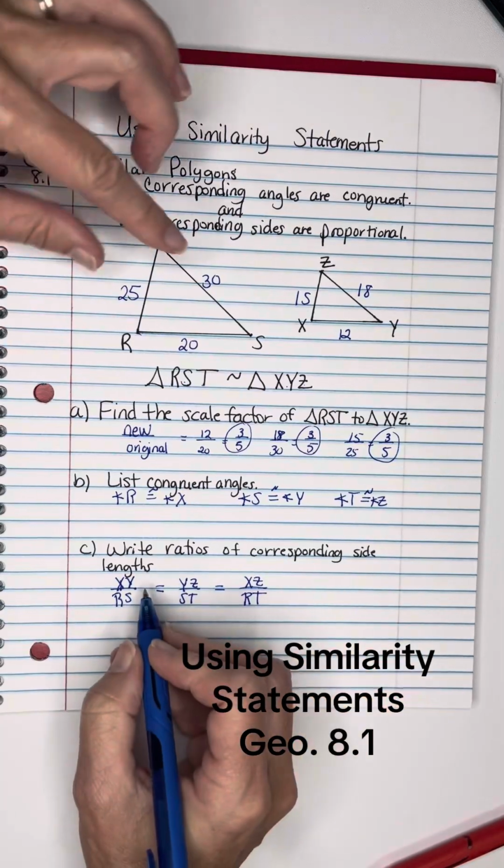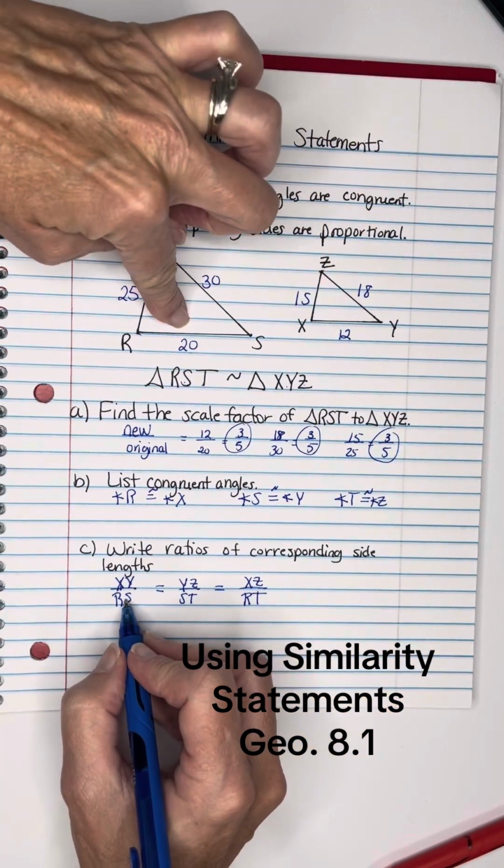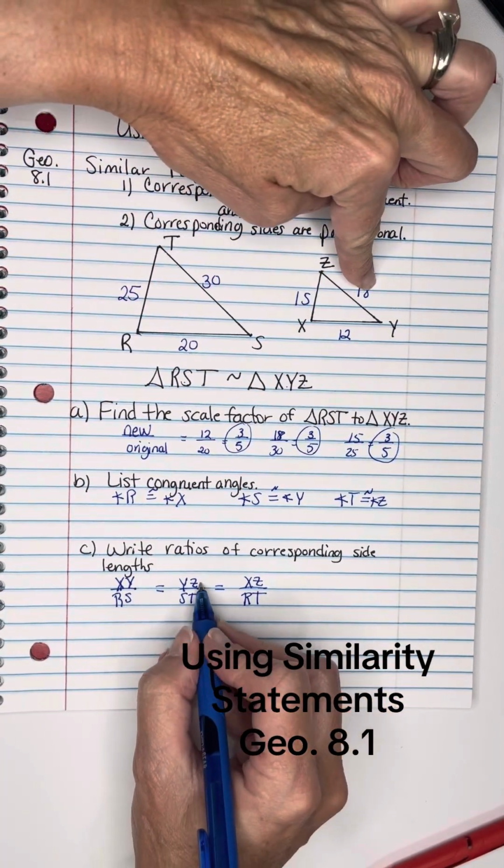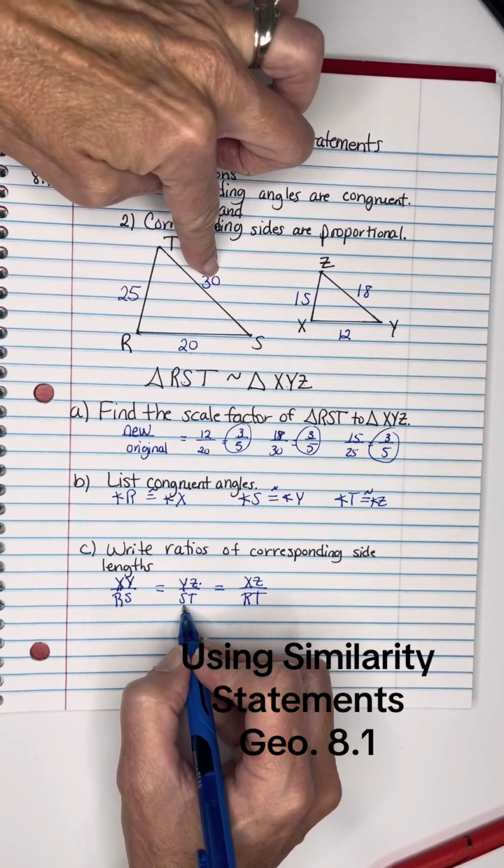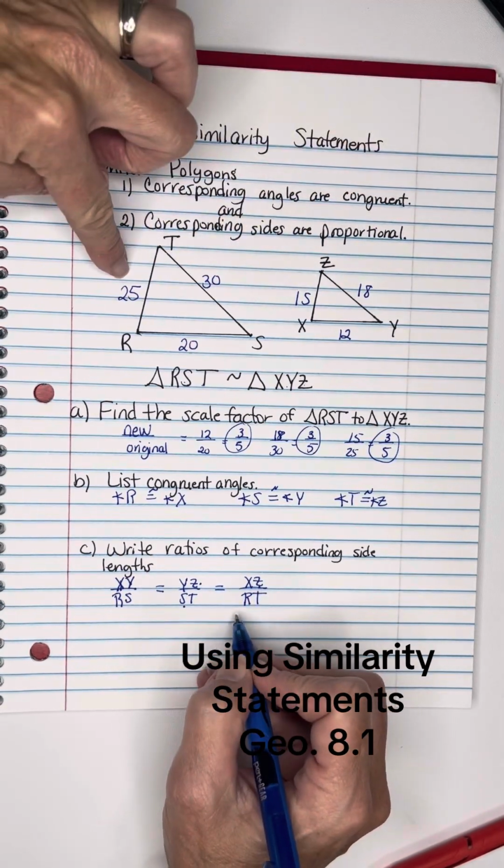Now let's look at the pictures. XY, RS, YZ, ST, XZ, RT.